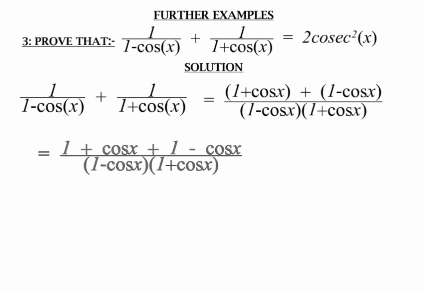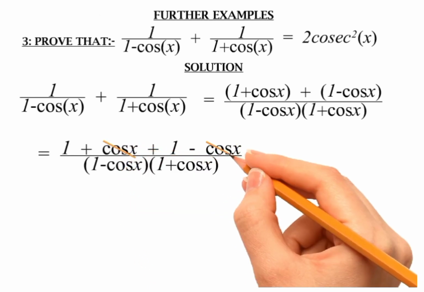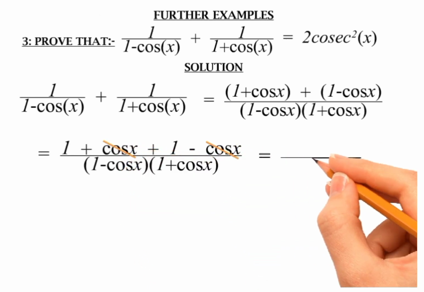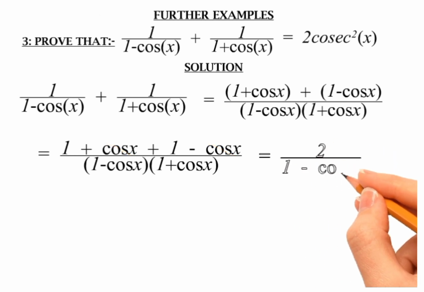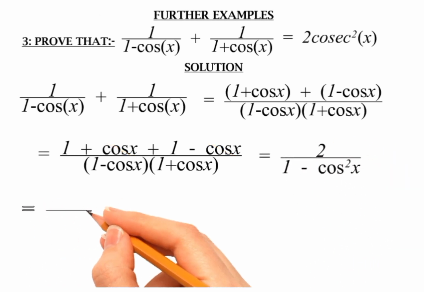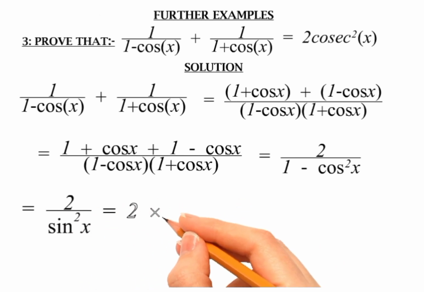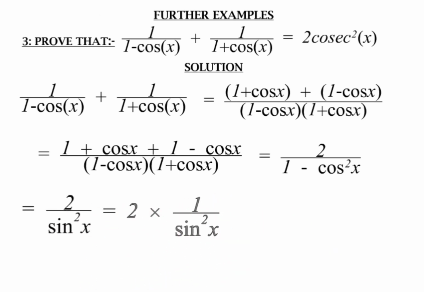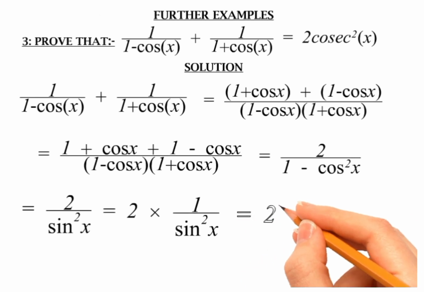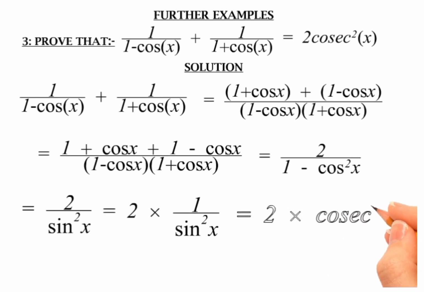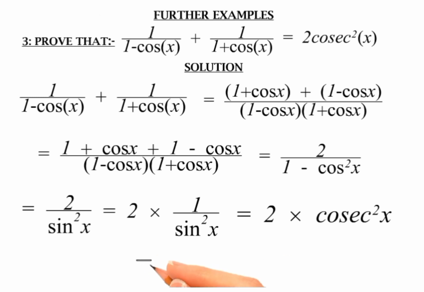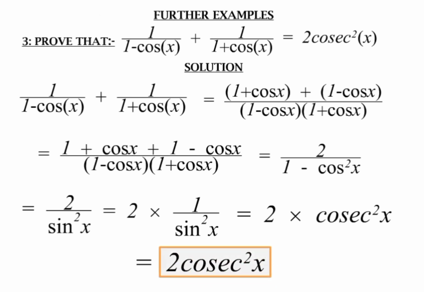Now, let us expand and simplify the numerator and the denominator. Since 1 minus cos square x is equal to sin square x, perform the substitution. And also, 1 over sin square x is equal to cosec square x. Thus, our result becomes 2 cosec square x, which is equivalent to the right-hand side. Thus proved.